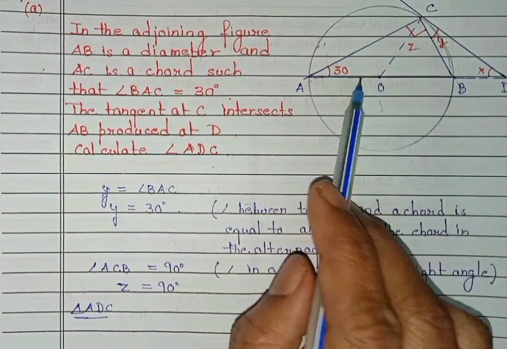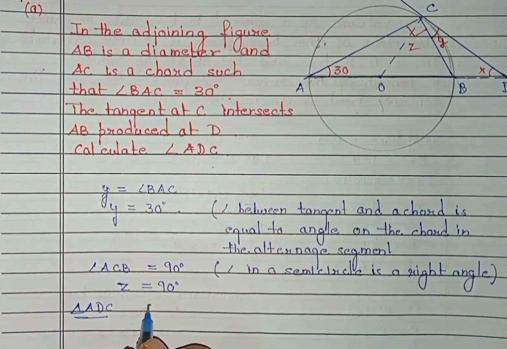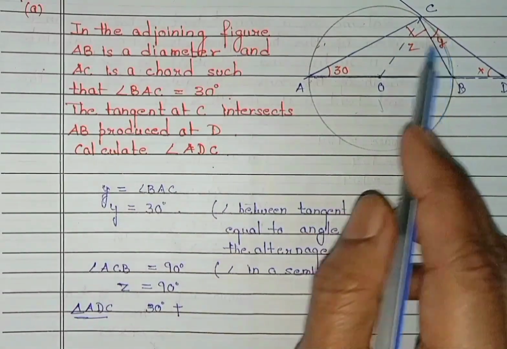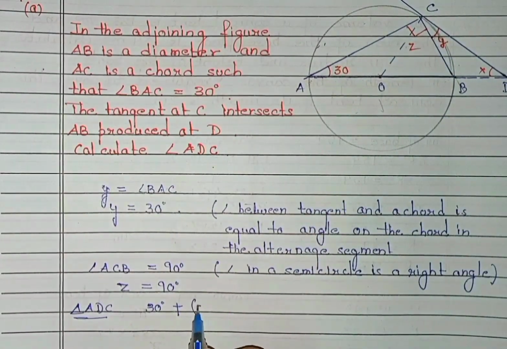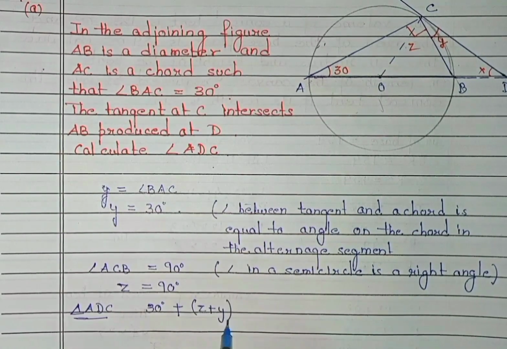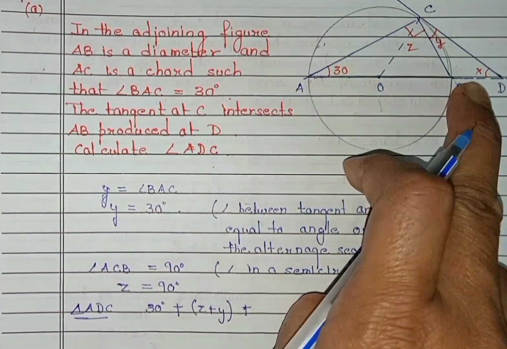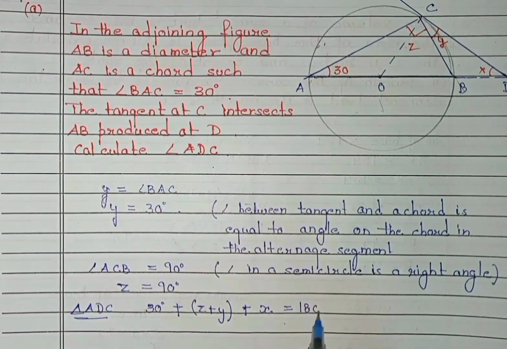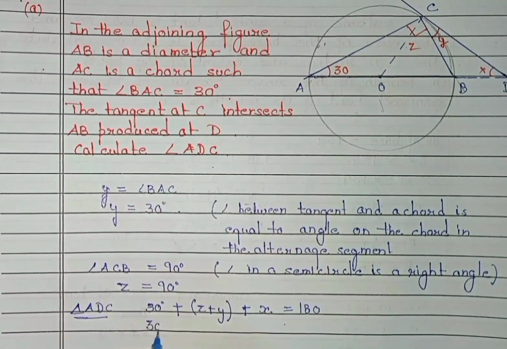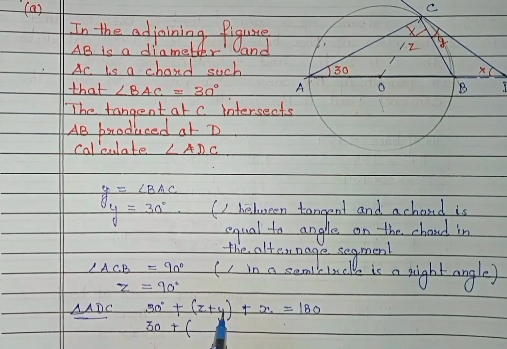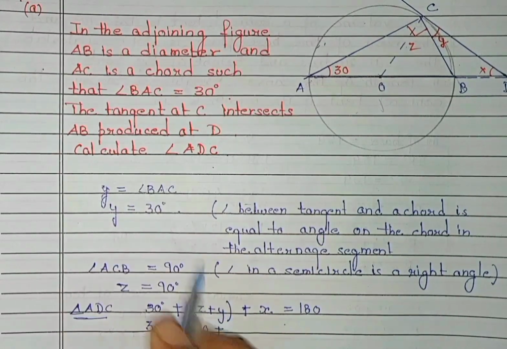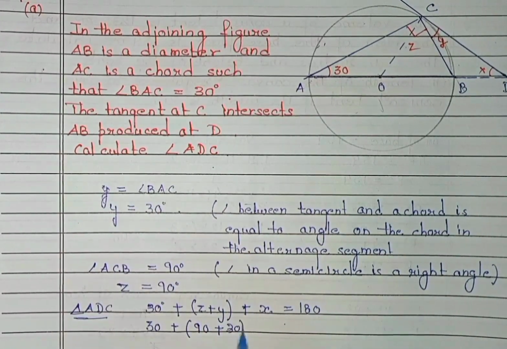In triangle ACD, angle A is 30 degree. Angle C, it is Z plus Y. And the third angle is X. So sum of the angles in a triangle is equal to 180. So we have 30 plus Z and Y, both are known to us. Z is 90, Y is 30. So from here you can get X.